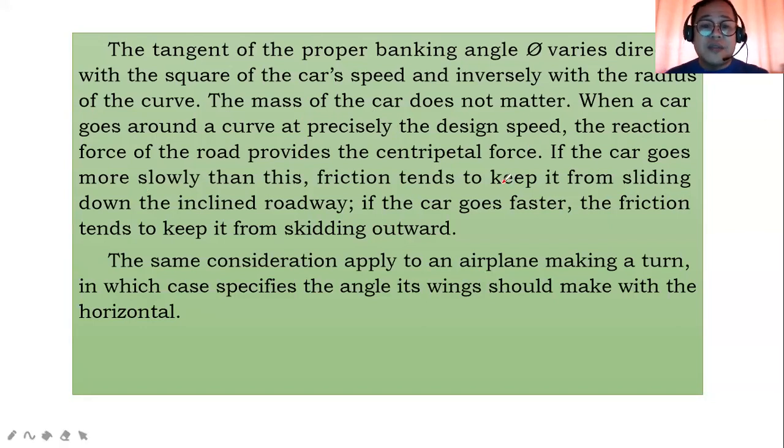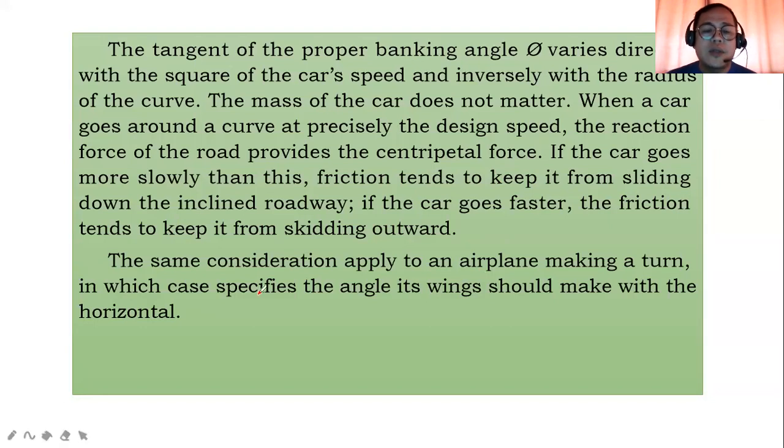Here, if it is a flat road, the speed you use is exactly the speed designed for that road. That road has a specific speed. If the car goes more slowly than this, friction tends to keep it from sliding down the inclined roadway. If the car goes faster, the friction tends to keep it from skidding outward.